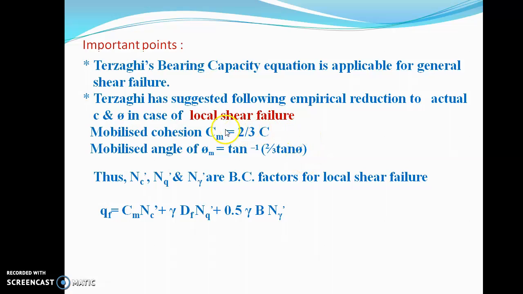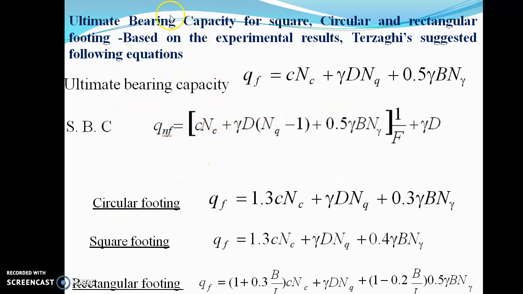So when you are going to use Cm and phi m, the factors will be written as Nc prime or Nc dash, like we call it, Nq prime and N gamma prime. These will be bearing capacity factors for local shear failure. The equation remains the same. Only the factors are going to change. C is going to become Cm, then phi is going to be phi m. Ultimate bearing capacity for square, circular and rectangular footing: the same equation has been modified for three cases.